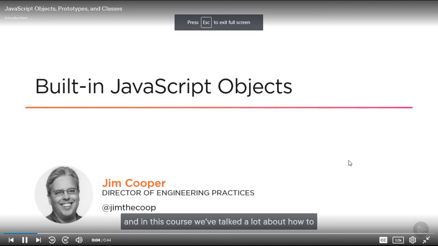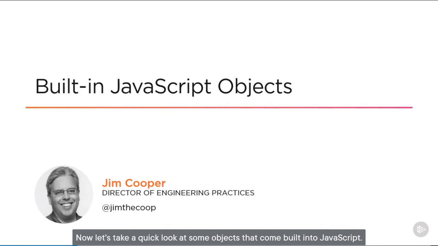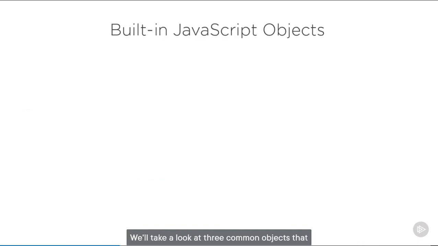In this course, we've talked a lot about how to create and work with our own objects. Now let's take a quick look at some objects that come built into JavaScript. We'll take a look at 3 common objects that you're likely to use in JavaScript.